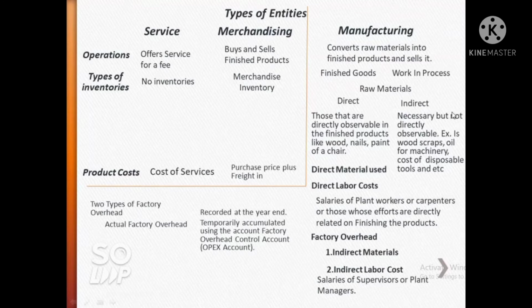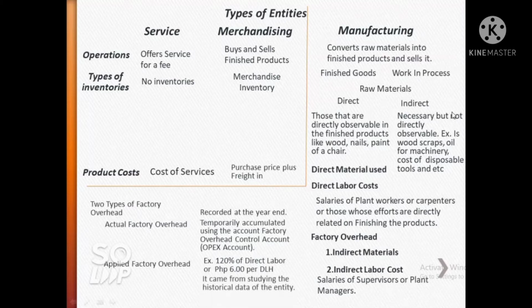Sir, what is this applied factory overhead? This is in the form of percentage of direct labor cost or rate per direct labor hour. Example is 120% of direct labor or 6 pesos per direct labor hour. Sir, it seems like it's unreliable.